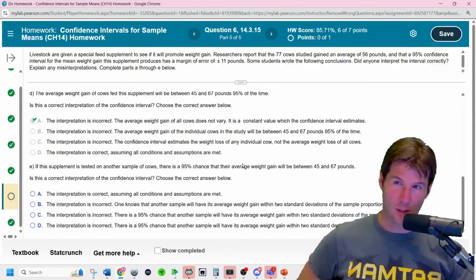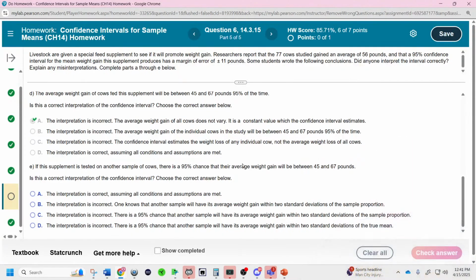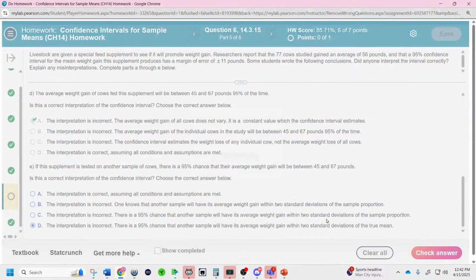That is a really ridiculous way to phrase a theory question. If the supplement is tested on another sample of cows, there's a 95% chance that their average weight gain will be between this and this. No, it's about estimating the truth. These are all horrible. There's a 95% chance that another sample will have its average weight gain within 2 standard deviations of the truth. Yeah.